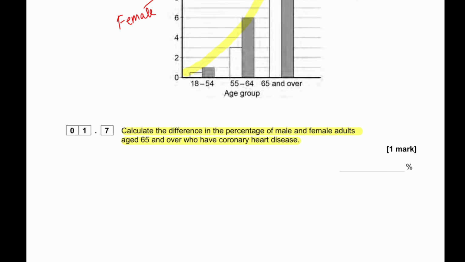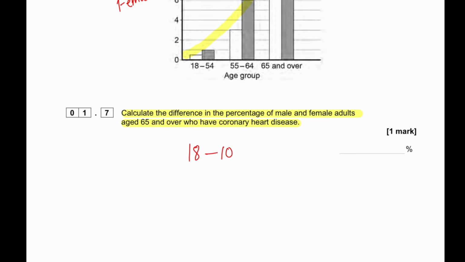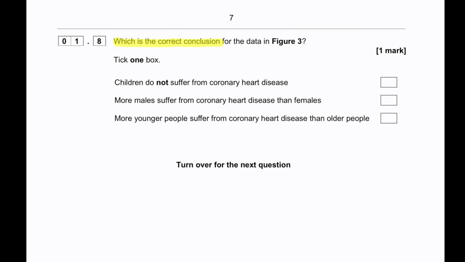We will find out the answer by subtracting 10 from 18. So 8% more males have coronary heart disease compared to females, which is the correct conclusion for the data in figure 3. Okay, children do not suffer from coronary heart disease.